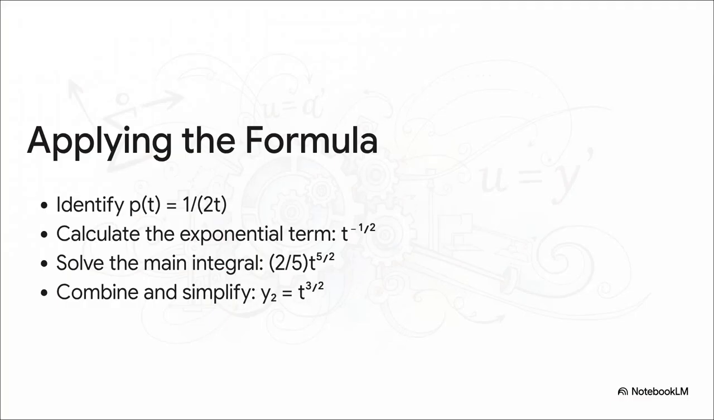Okay, now that it's in standard form, we can see that our P of t is 1 over 2t. And from here, it's just about working through the steps. We calculate that exponential term, we set up and solve the main integral inside, and then we combine everything. We can ignore the constant fraction out front, and boom, we get our second solution. y2 equals t to the power of 3/2.